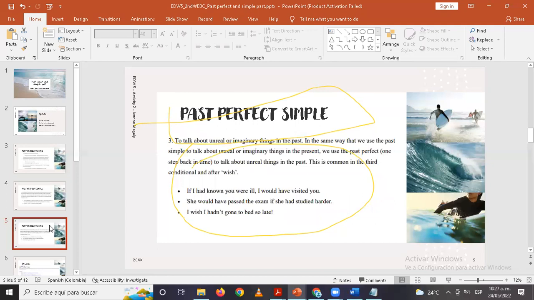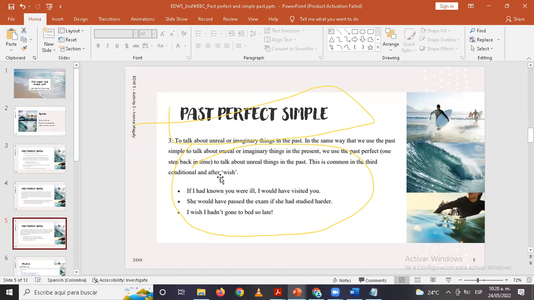Another use is to talk about unreal or imaginary things in the past in the same way that we use the past simple to talk about unreal or imaginary things in the present. We use the past perfect one step back in time to talk about unreal things in the past. This is common in the third conditional and after wish. Recuerden que en uno de los condicionales, you are seeing conditional. You've been studying conditional since English that works 3.